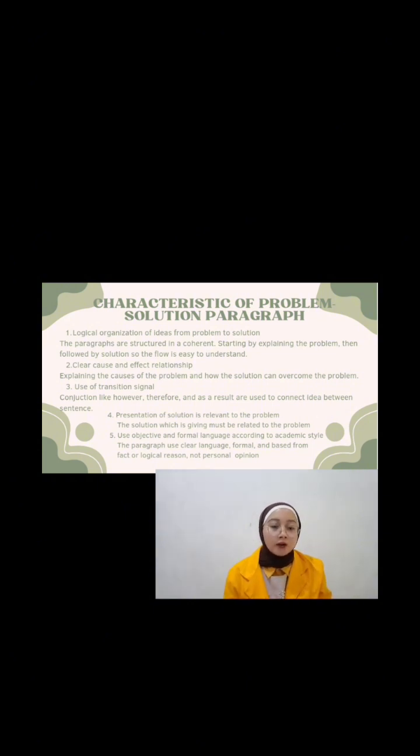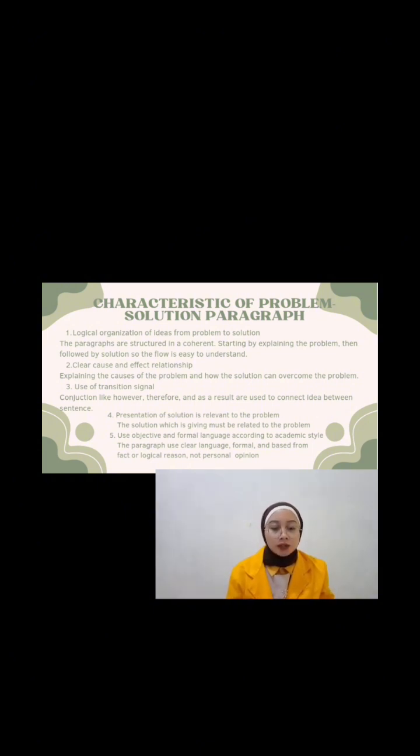First, logical organization of ideas from problem to solution. It means the structure of the paragraph must be coherent, starting by explaining the problem and followed by the solution. So, the flow of the paragraph is easy to understand. Second, clear cause and effect relationship, explaining the causes of the problem, then how the solution can overcome the problem.